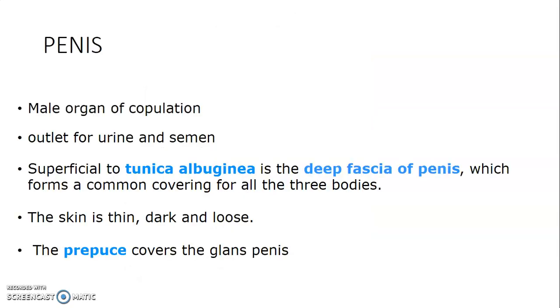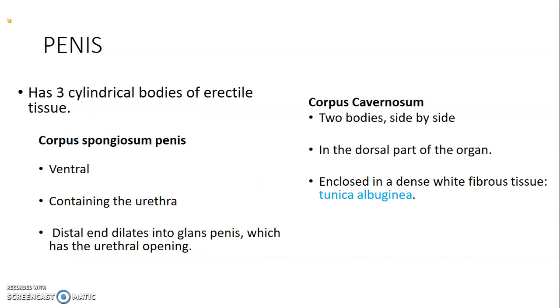The penis is a male organ of copulation. It contains the urethra, which serves as an outlet for urine and semen, and superficial to the penis is the tunica albuginea and deep fascia. The skin of the penis is thin, dark, and loose, and there's usually a prepuce that covers the glans penis. It's this prepuce that's usually cut during circumcision.